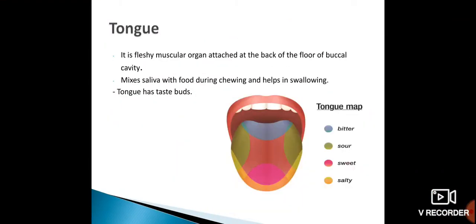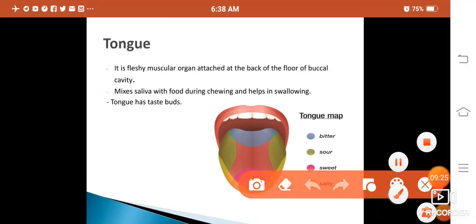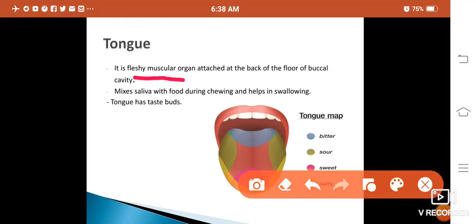Now what is tongue? Let's have some knowledge about the tongue. Tongue is a fleshy muscular organ attached at the back of the floor of the buccal cavity. Means it is part of the buccal cavity and it is attached with the buccal cavity. What does it do? It mixes saliva with food during chewing, and it also helps in swallowing that food.